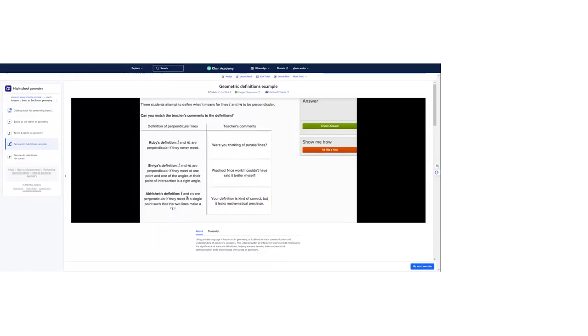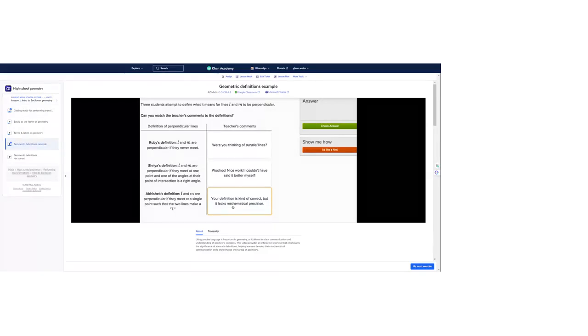The definition says L and M are perpendicular if they meet at a single point such that the two lines make a T. Well, that's in a hand-wavy way kind of right. When you imagine perpendicular lines, you could imagine them forming a cross, or I guess part of a T would be part of it. But I think this comment is spot on. The teacher's comment: your definition is kind of correct, but it lacks mathematical precision.